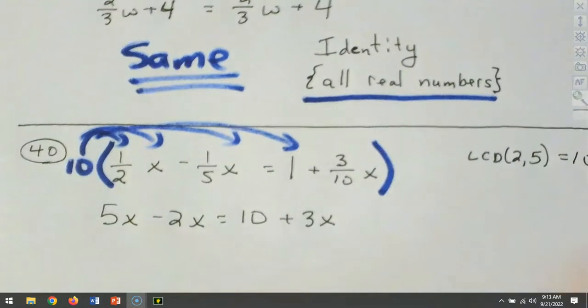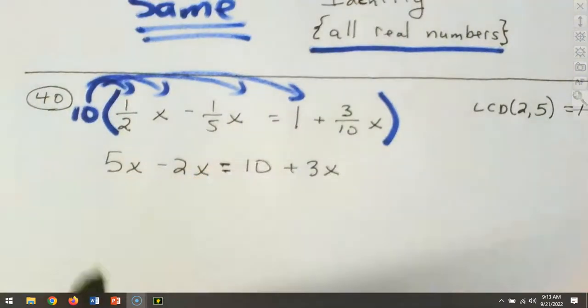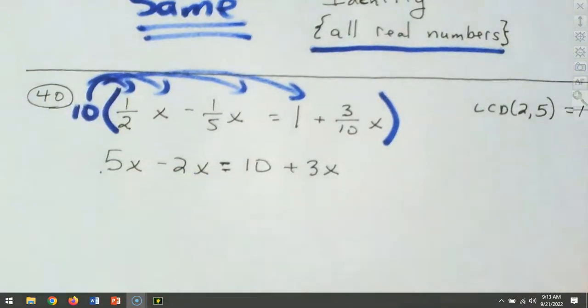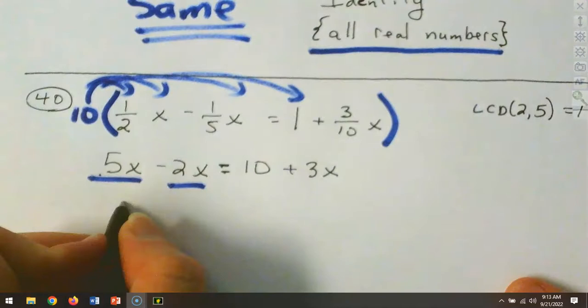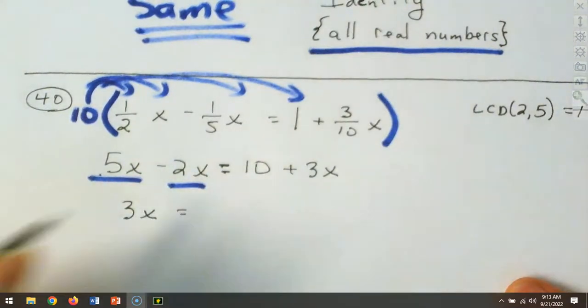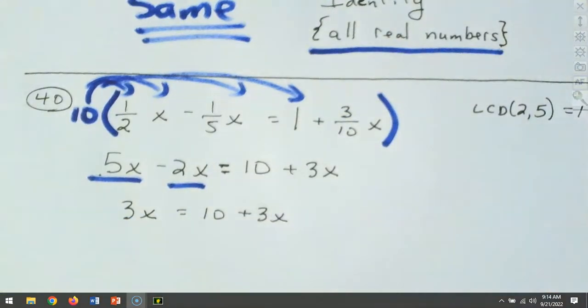Now, what's our procedure? What do we do? Before we move things across the equal bar, what do we do first? Combine like terms. So these 5x and the minus 2x, well, those can go together. That leaves you with a 3x equals now 10 plus 3x. Okay. Now, what's my ultimate goal? To get all the x's on the left-hand side. So that's what I want. Now, this one is a little bit different because when I move that 3x over, it's going to cancel out with the other one. So let's move that 3x over.